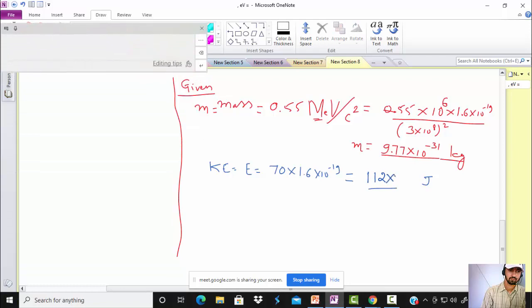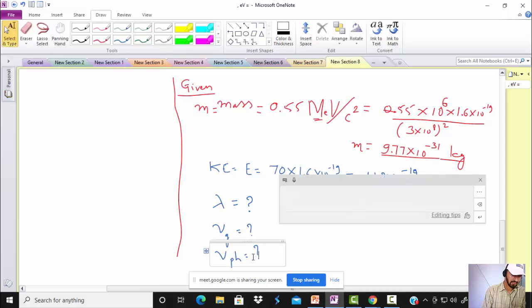112 into 10 power minus 19 joules, correct. Then we don't have anything else to write, but only the data to be determined. They are asking about the de Broglie wavelength, that is lambda, to be calculated. The group velocity, that is again a question mark. The phase velocity, again a question mark. Okay, please note down this given data.